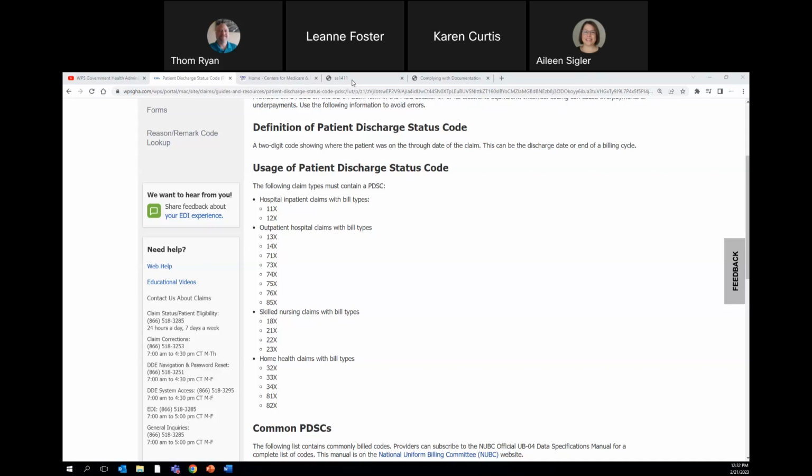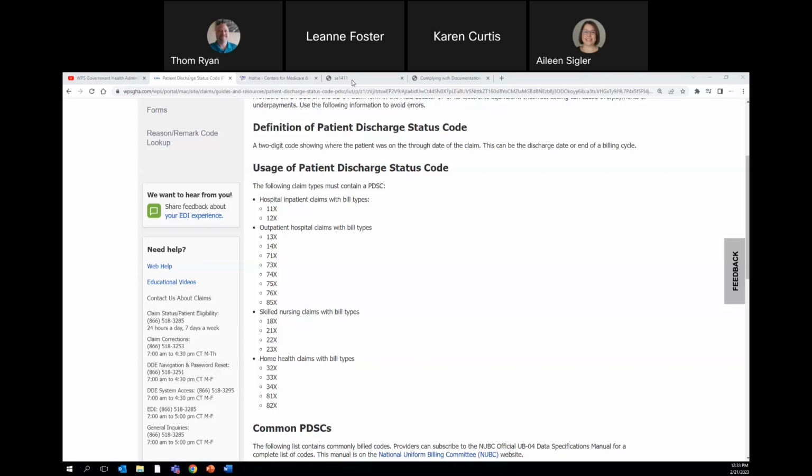So that's a great observation. Just remember, it's always about what actually happened, not what we anticipated. And that's part of the key when we answer questions and we look at the patient discharge status code. Definitely not saying it's an easy process. Just build it in if you can.